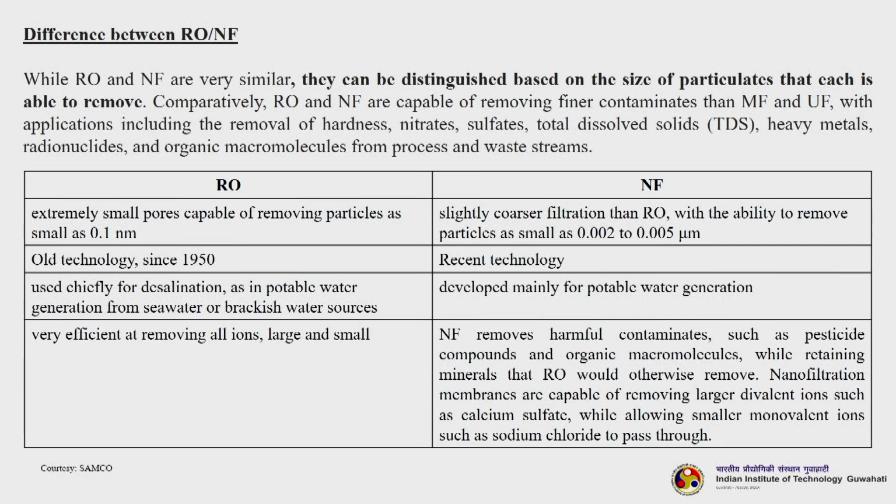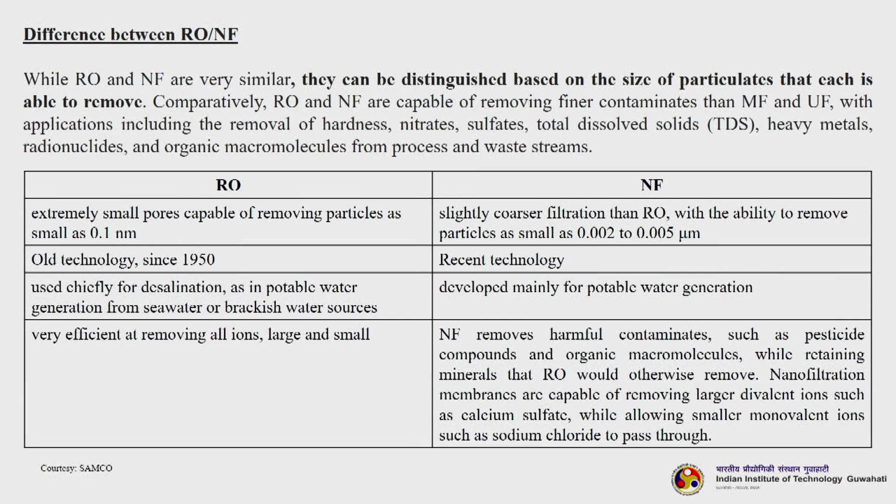So, let us now try to understand, before we wind up, the difference between RO and NF. We have discussed that RO and NF are very similar to each other, but they can be distinguished based on the size of the particulate or solute that each is able to remove or reject. Comparatively, RO and NF are capable of removing finer contaminants than microfiltration and ultrafiltration, with applications including removal of hardness, that means the scale forming components, nitrate, sulfates, TDS, heavy metals, radionuclides and organic macromolecules from process waste and waste streams.